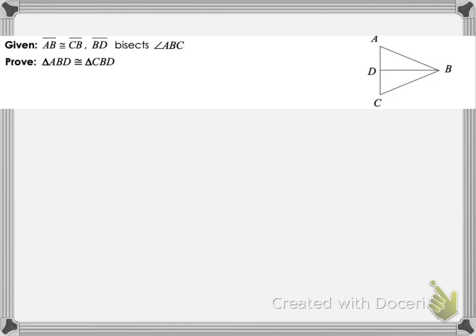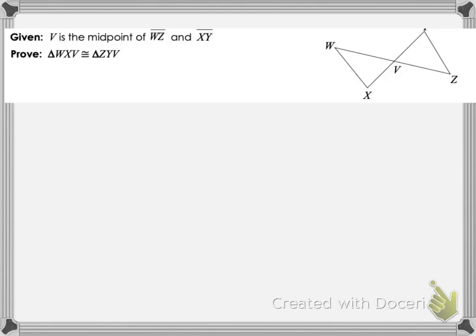This one, given AB is congruent to CB, we mark those. Oh, this is the same one as last time. We can erase that. Go on to the next one.